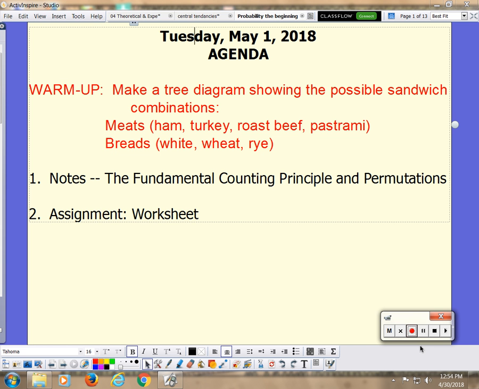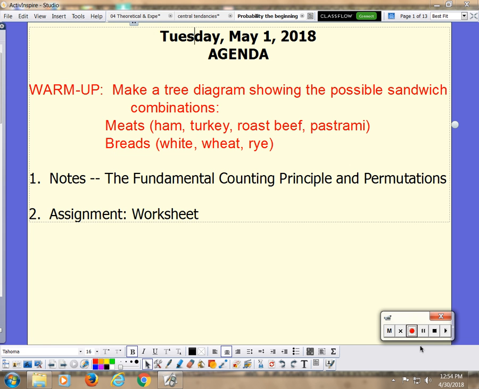So stop the slide right now and create a tree diagram showing the possible sandwich combinations for meats and breads. You have 4 kinds of meats and you have 3 kinds of bread. Please right now stop and do that.